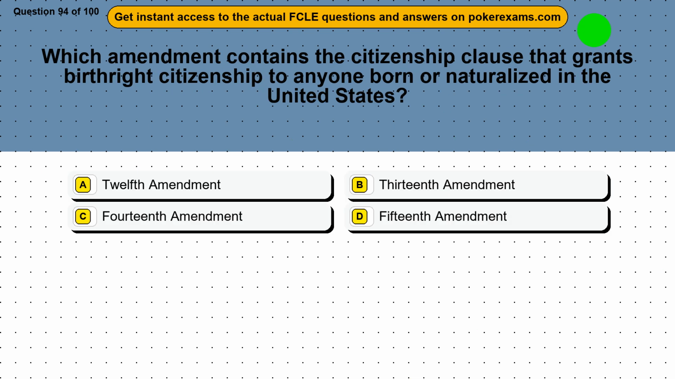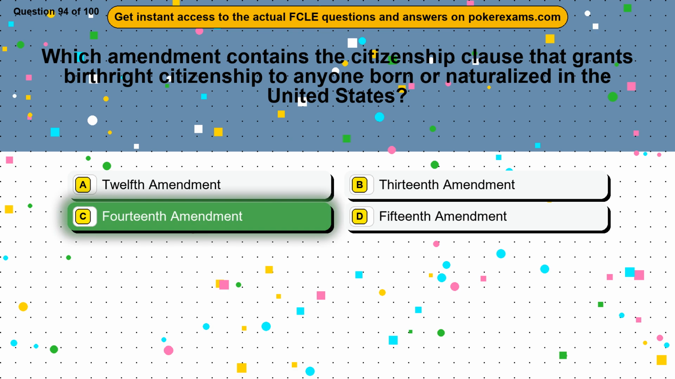Question 94. Which amendment contains the citizenship clause that grants birthright citizenship to anyone born or naturalized in the United States? Option A, 12th Amendment. Option B, 13th Amendment. Option C, 14th Amendment. Option D, 15th Amendment. The correct answer is option C, 14th Amendment.